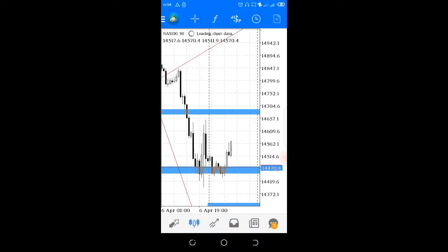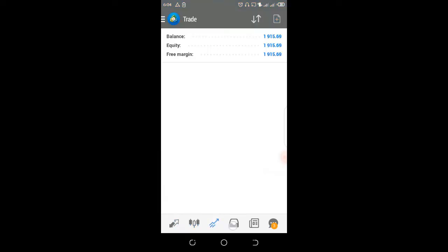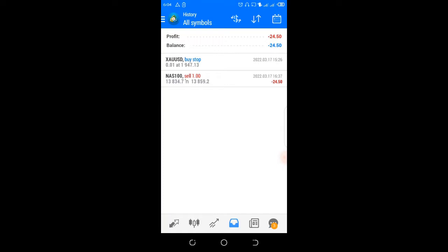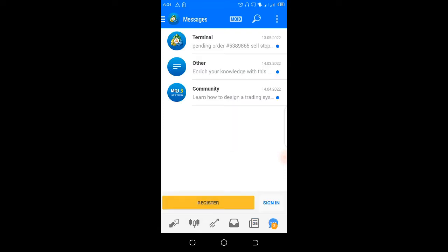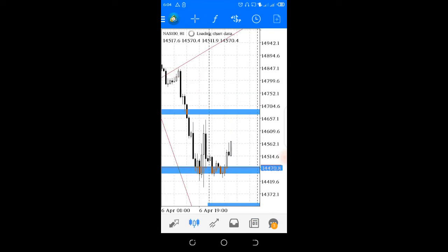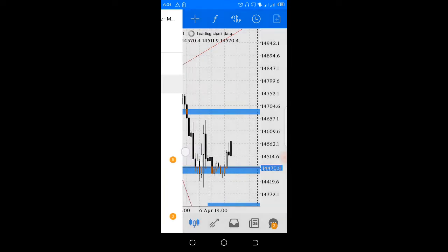So as you can see, this is my trading account. This is one of my trading accounts, my small trading accounts. And yeah, you could see I took a trade and it was in a loss. This is the news, and this is basically the messages terminal. So before you ask, yes, it's live.